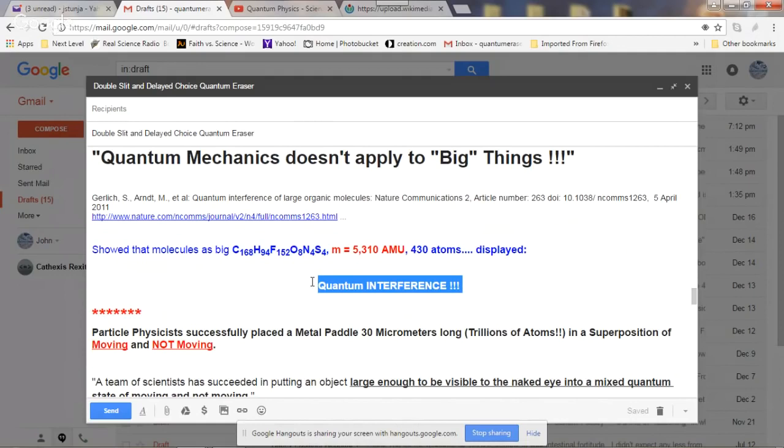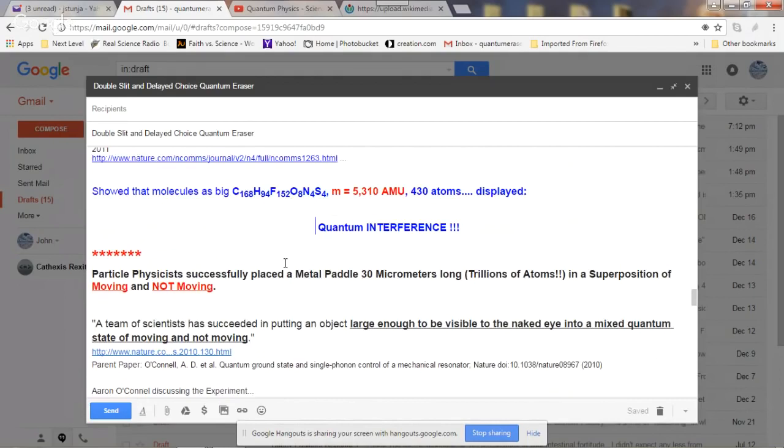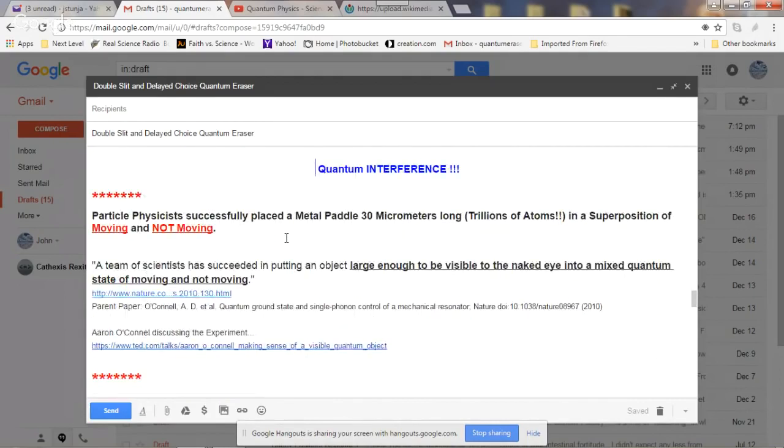I mean, this is massive, right? And if you think that's impressive, this one just scuttles that one. Particle physicists successfully placed a metal paddle 30 micrometers long, that's trillions of atoms, in a superposition of moving and not moving at the same time. A team of scientists from Nature has succeeded in putting an object large enough to be visible by the naked eye into a mixed quantum state of moving and not moving.